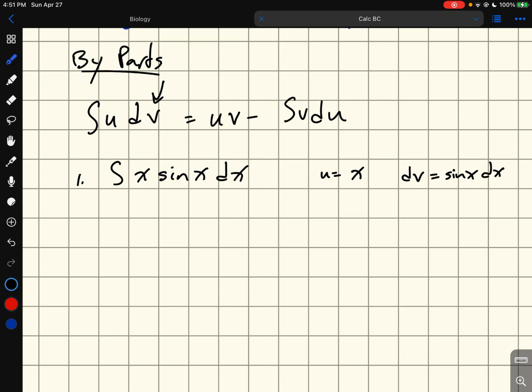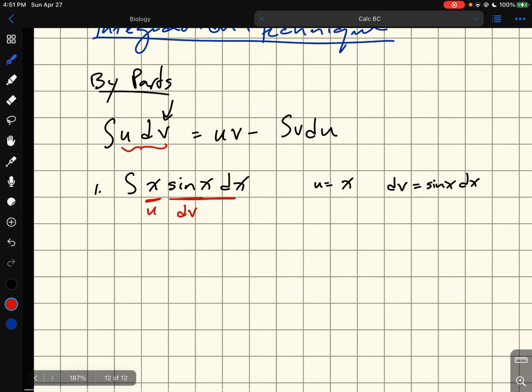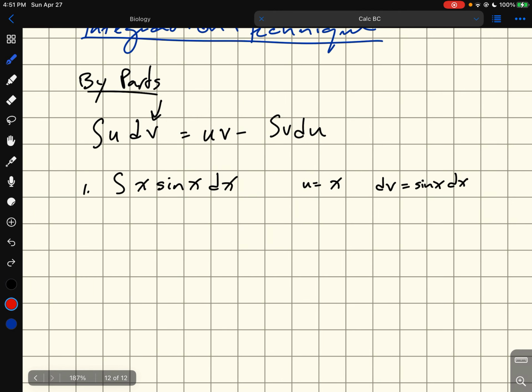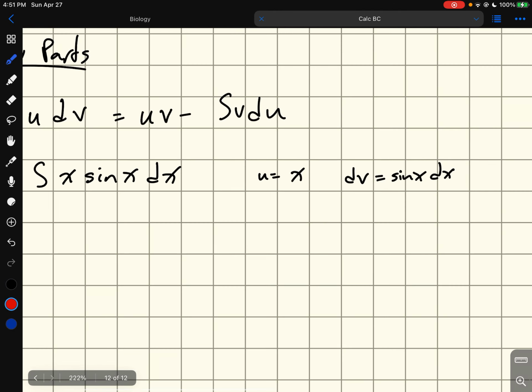So this part is our u, and this part is our dv. You see how that matches this here? So that's what we're doing. We're just relabeling. Our u is the one that we're going to take the derivative of, and our dv is the one we're going to take the integral of. So the derivative of u is du, the derivative of x is dx. The integral of dv is v. The integral of sine x is negative cosine x, because if you take the derivative of this, you get sine x.